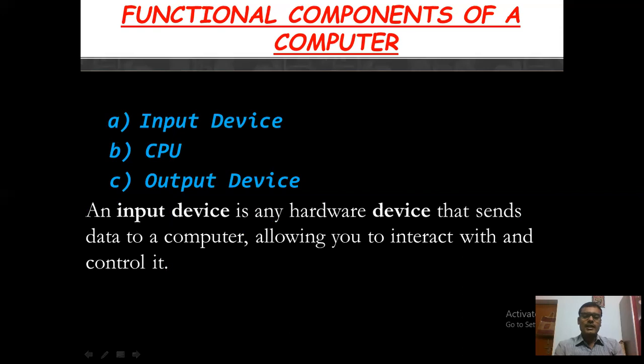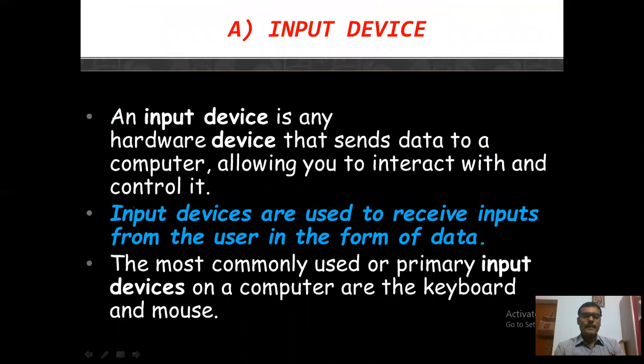Okay. So what is an input device? An input device is any hardware device that sends data to a computer, allowing you to interact with and control it. The basic input devices are keyboard and mouse. There are many input devices, but keyboard and mouse are the basic input devices. Now, input devices are used to receive input from the user in the form of data.